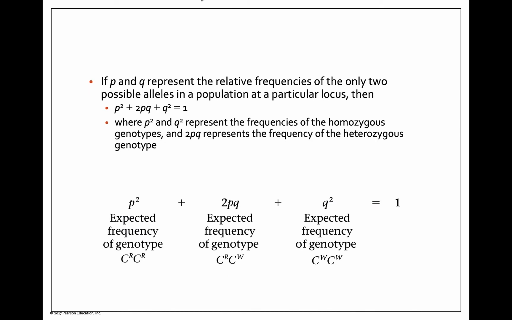All right, but P and Q are the representative frequencies of each individual allele. We don't see individuals as alleles, right? We see them as phenotypes, right? So we have either the option of being CR, CR and being red, or CR, CW and being pink, or CW, CW and being white. So let's look at these.